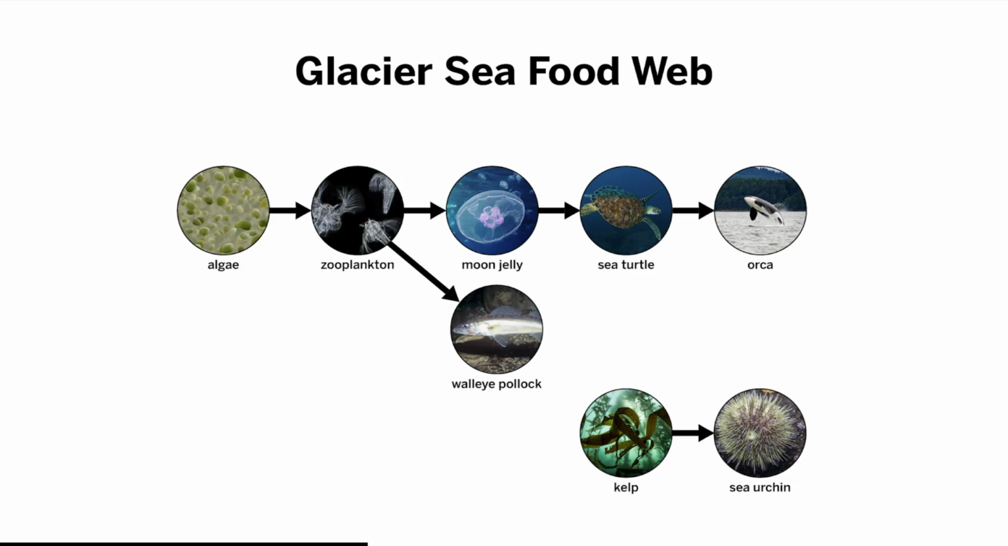Notice that the walleye pollock and jelly populations compete for the same resource, the zooplankton. The orca and the algae are not competing with the jellies, but they are indirectly connected in the food web. I can trace a line from the algae or the orca to the jellies. The sea urchins and kelp, on the other hand, are not connected to the jellies on the food web at all.